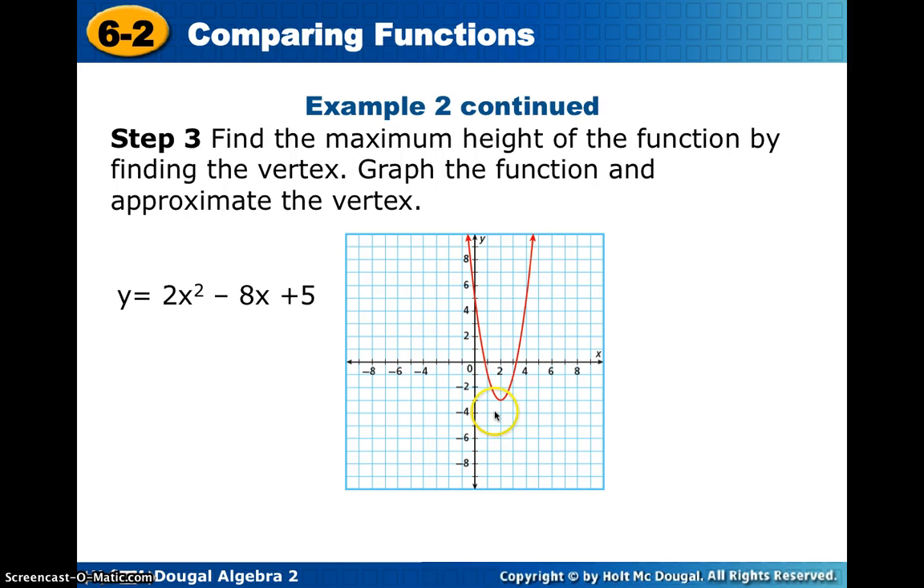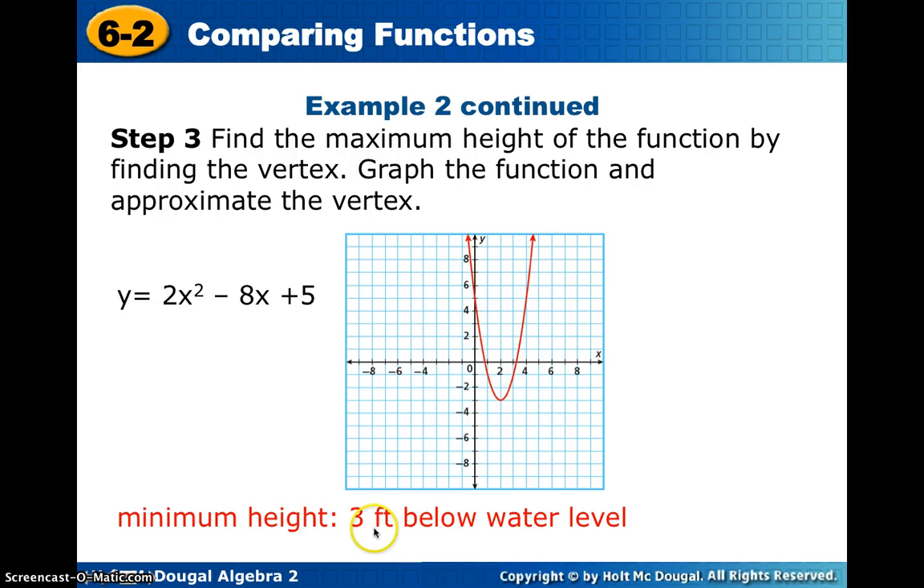So now we know this equation that goes through the points, and we can use that equation to find the maximum height of the function by finding the vertex. So after we graph it, we can read the vertex off of it here. The vertex is negative 3, so a minimum height of 3 feet below water level.